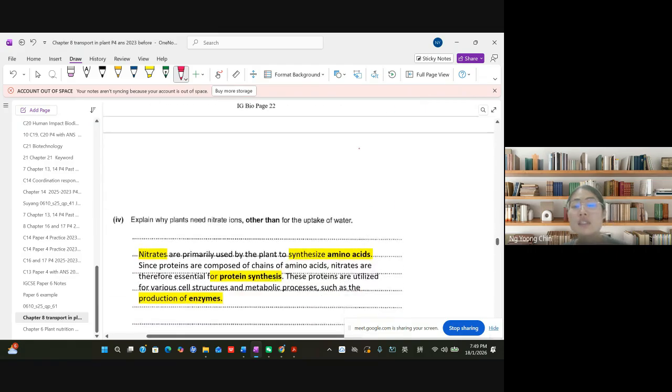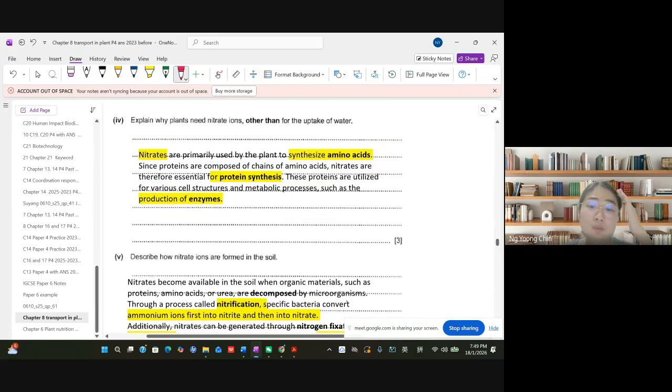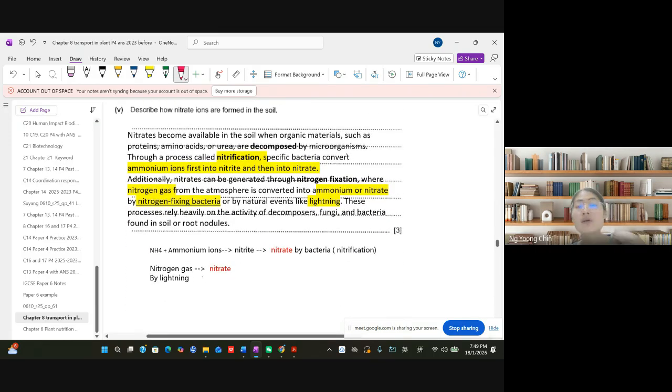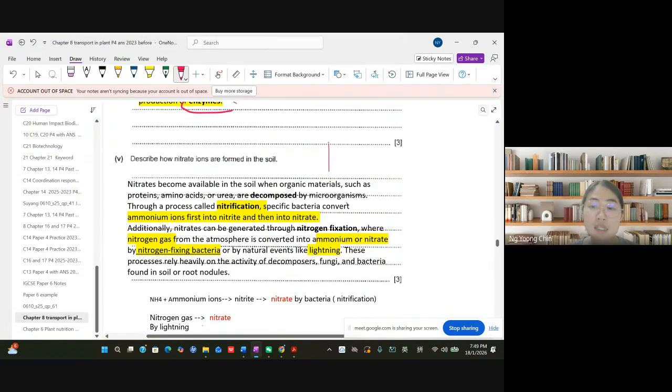Another thing is you need nitrate because you want to make proteins. Nitrate is used by the plant to produce amino acids. Later, amino acids are the essential units to help build proteins. So what kind of proteins are made by plants? For example, enzymes, which are involved in metabolic and structural processes. And okay, this one, I put a star here.